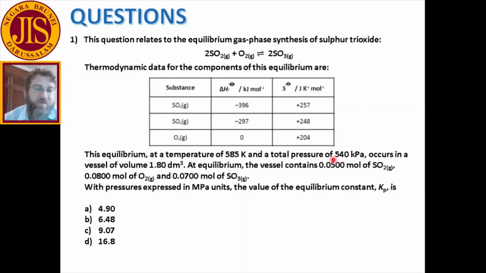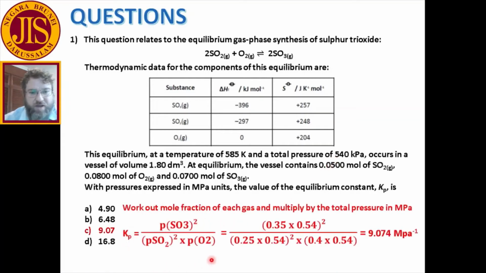Okay, so first thing, write out the equilibrium expression. And this is what we get here. Yeah, this 2 should actually be subscript, by the way. And then over here, we've got the values plugged in already. So the 0.54 refers to the 0.54 megapascals. And these other decimals, 0.35 refers to the mole fraction of sulfur trioxide, 0.25 is the mole fraction of sulfur dioxide, and 0.4 is the mole fraction of oxygen.